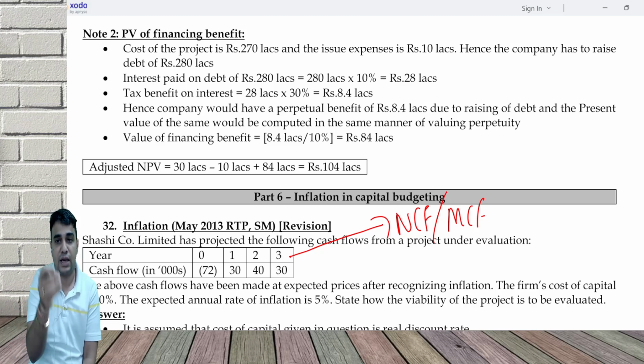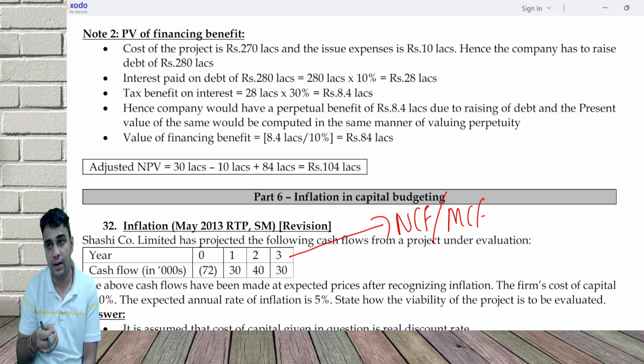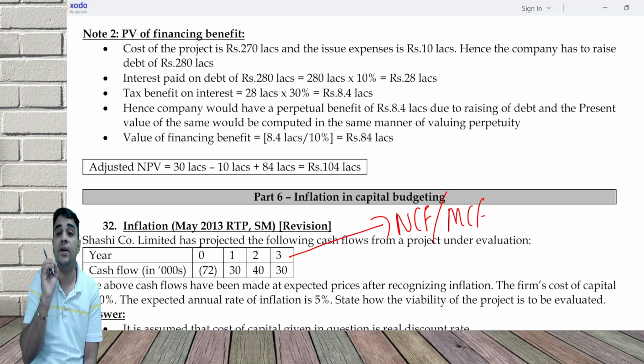ICI wouldn't give you the cash flow and discount rate directly and then tell you just do discounting and give the answer. So I'm assuming the given cost of capital is RDR. If you assume it as MDR and give the answer, ICI will not award marks. Let me make it very clear. It's assumption only.